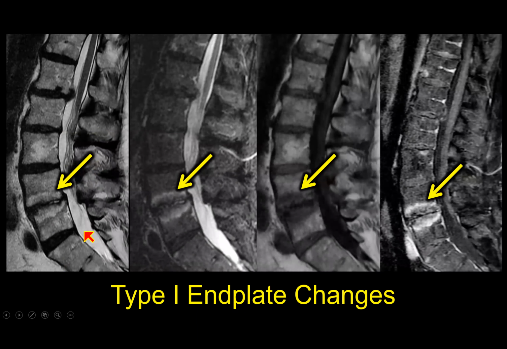Here's another example. Here's a T2, a STIR, a T1, and a T1 post. We see that the end plates at this level look bright on T2. It stays bright on the STIR. It's dark on T1, and it does have some enhancement. That's a good appearance for type 1 end plate changes. So type 1, like fluid, dark on T1, bright on T2.